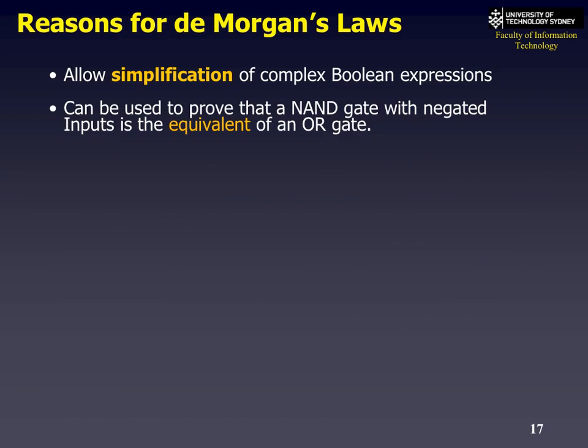Let's take a look. The reason why we do De Morgan's is because it's been proven that you can simplify very complex Boolean equations. And if I go back a moment, a NAND gate, I call it NAND, is equivalent to not and. Okay, not and. It's called a NAND gate. So I reverse the inputs. It's the equivalent of an OR gate.